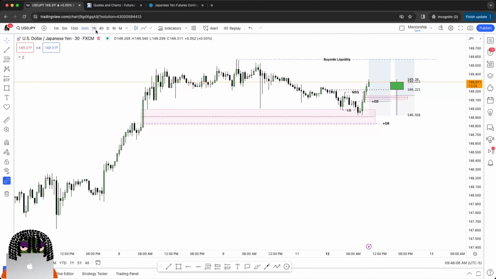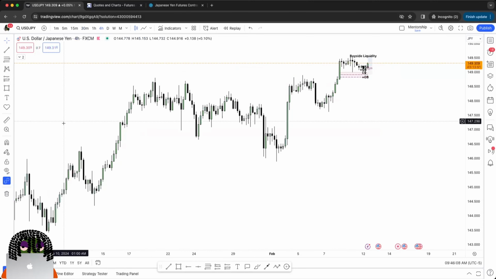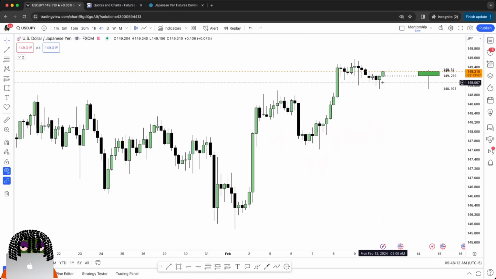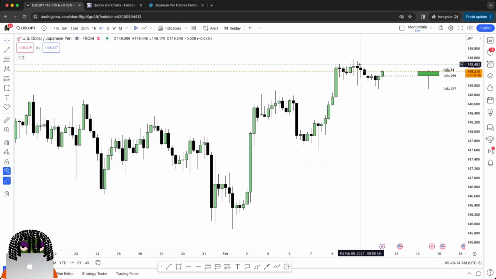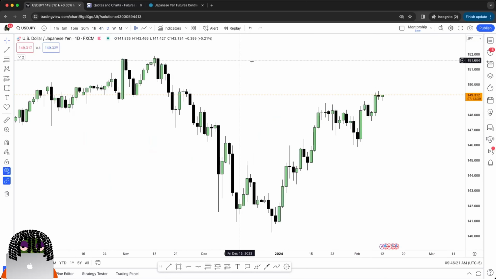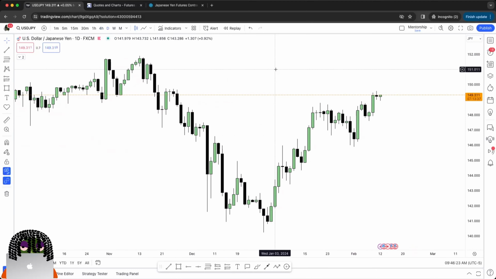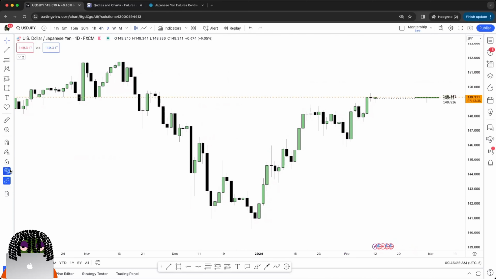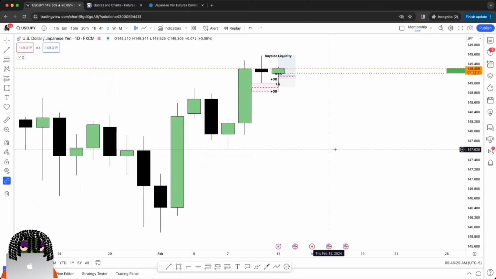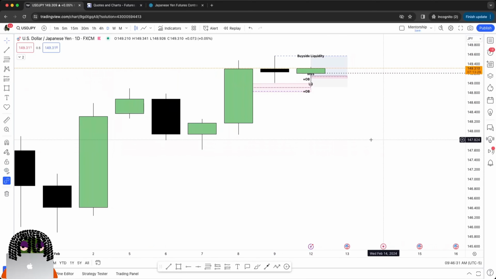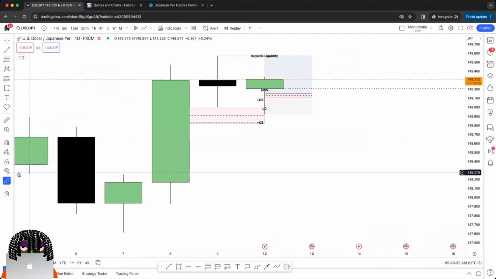Now, the only thing that's kind of iffy to me is on the 4 hour. We're kind of just in this range here, this consolidation range. That's like the only iffy thing that, in my opinion, could stall the trade.